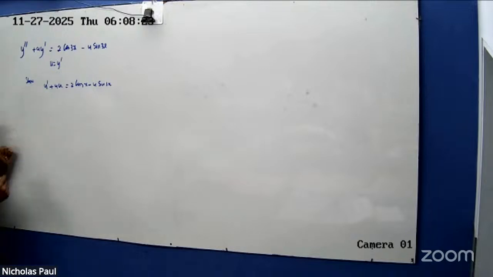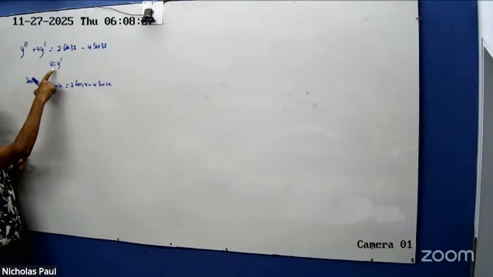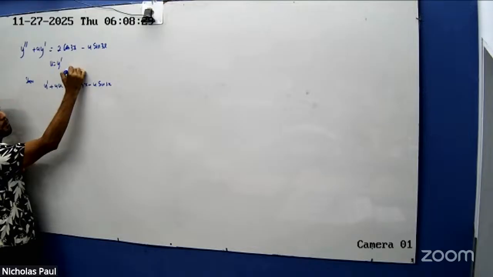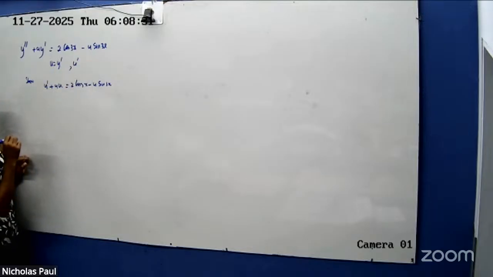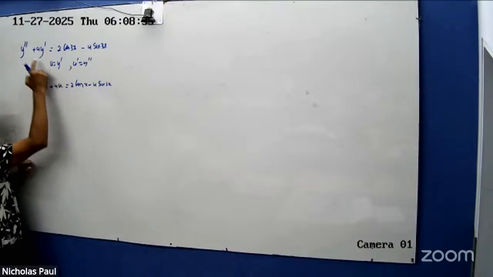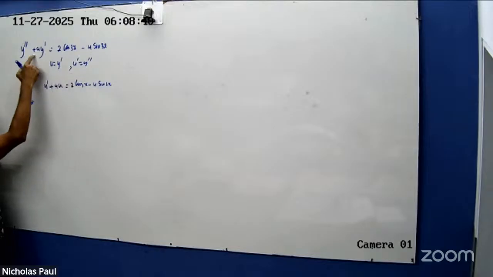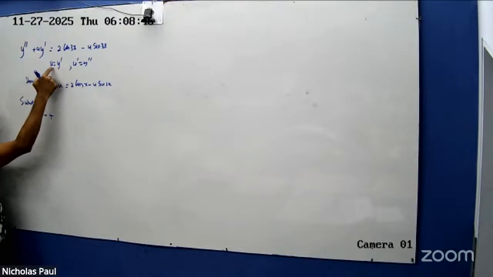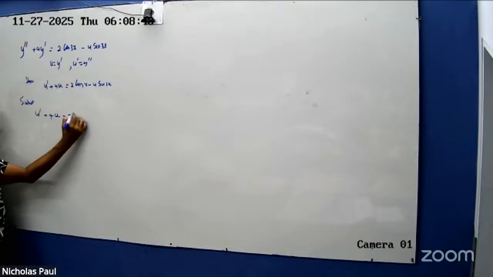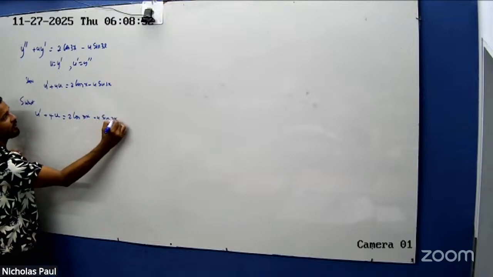Alright, so watch here. So your first step: if u is equal to y prime, what's u prime? Y double prime. So all I have to do is substitute here. If I substitute in here, I will get u prime plus 4 y prime, that is u, is equal to 2 cos 3x minus 4 sine 3x.